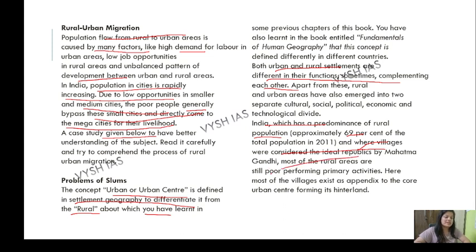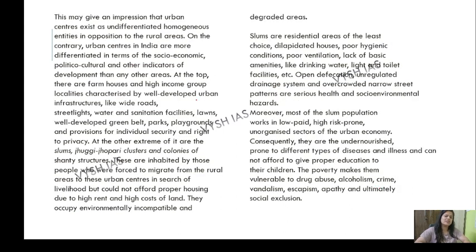Most of the rural areas are still performing primary activities. Here, most of the villages, like you must be watching the farmer issues recently, have no small problems. This may give an impression that urban centers exist as undifferentiated, homogeneous entities in opposition to rural areas. On the contrary, urban centers in India are more differentiated in terms of social, economic, political, cultural and other indicators of development.